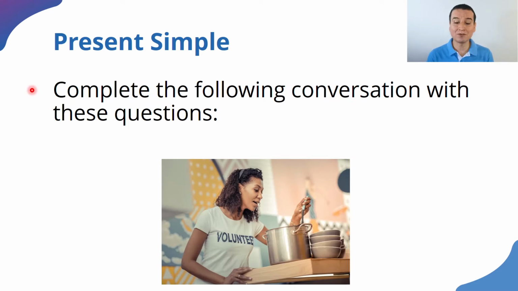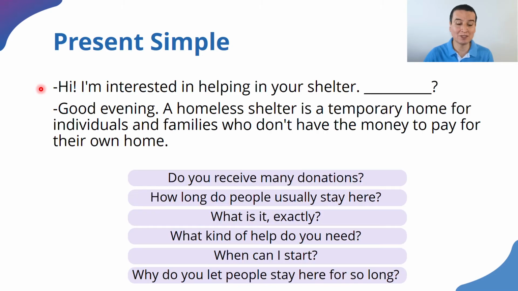Complete the following conversation with these questions. Actually, those are the questions that I just used in my explanation of questions and negations in the present simple. So you can see them here. And we're going to use those questions to complete some conversation. So we have the question and then we have an answer. We're going to look at the answer, and based on what they answer, we're going to choose one of these questions. So let me show you the first conversation.